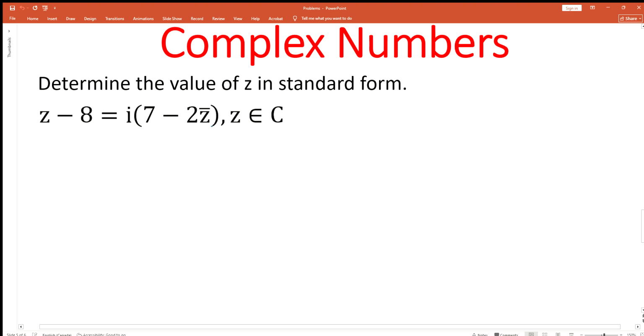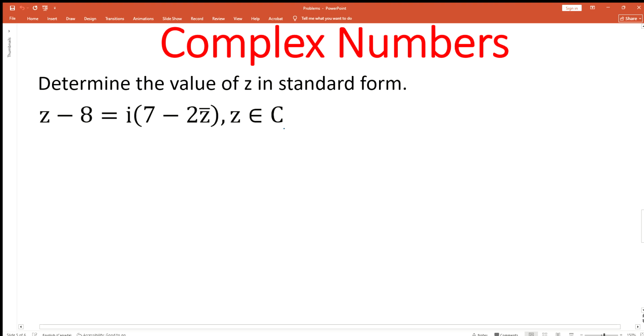z bar represents the complex conjugate of complex number z. The complex conjugate of a complex number is an expression which has the same real and imaginary terms but opposite sign between the real and imaginary terms.